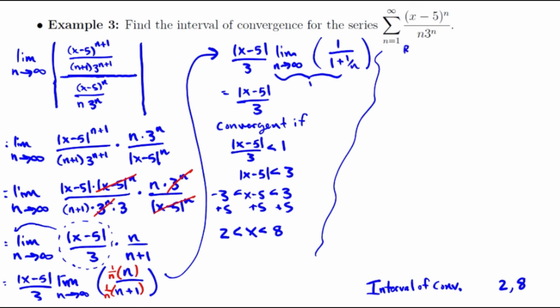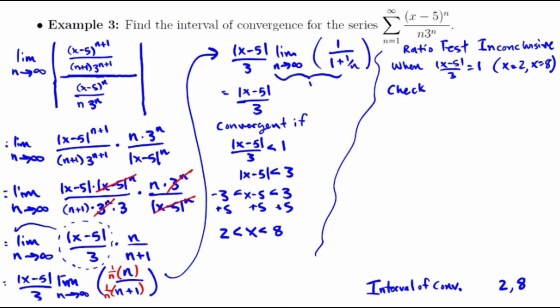that the ratio test, remember, is inconclusive when |x minus 5|/3 equals 1, okay? Or in other words, when x is equal to 2 and x is equal to 8, right? So at those endpoints. So we're going to check each one. Let's check x equals 2, right? And here we're just plugging it right in.